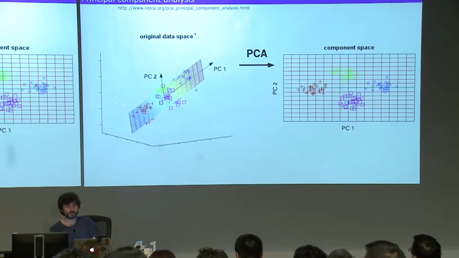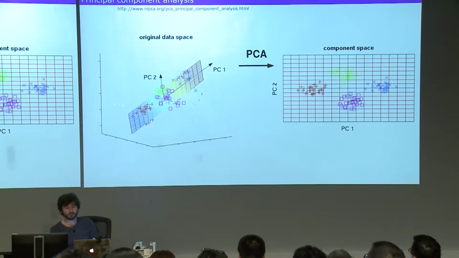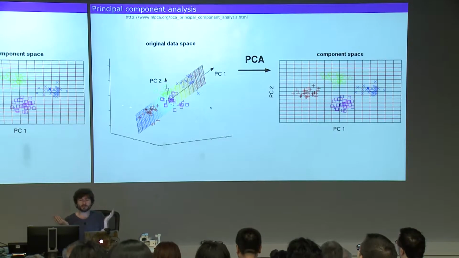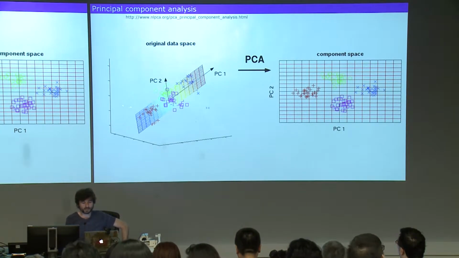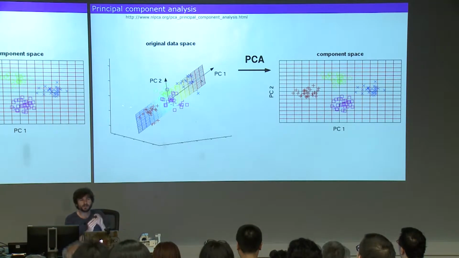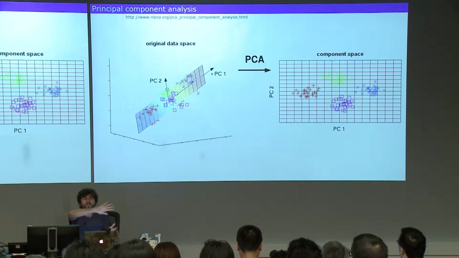Imagine you have all these points, and although we represent them in 3D, if you look at them, they seem to lie very close to a plane that cuts through the space. So you have a three-dimensional space, but really all the points appear to be very close to this plane that we can see here. So imagine we found that plane and we took it out.